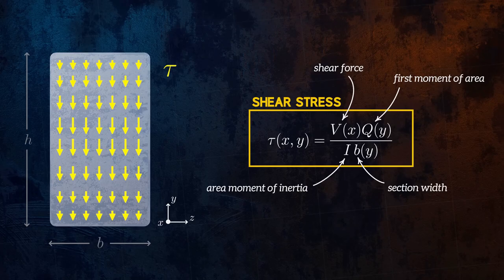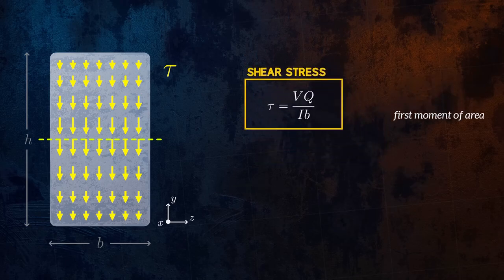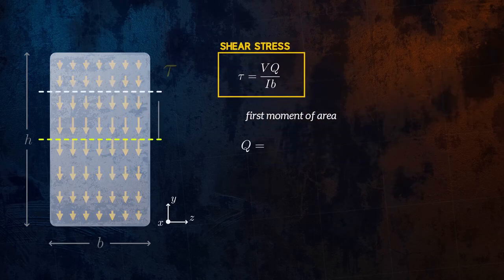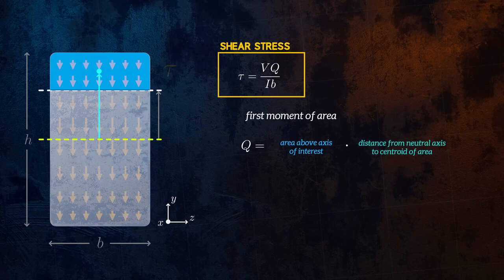So it varies with the distance y above or below the neutral axis. It is equal to the product of the area above the location of interest, and the distance between the centroid of that area and the neutral axis.